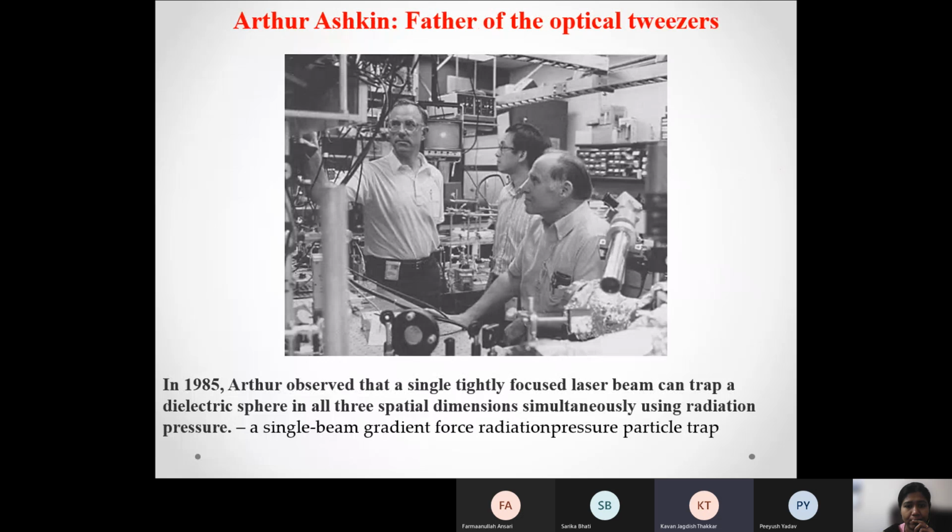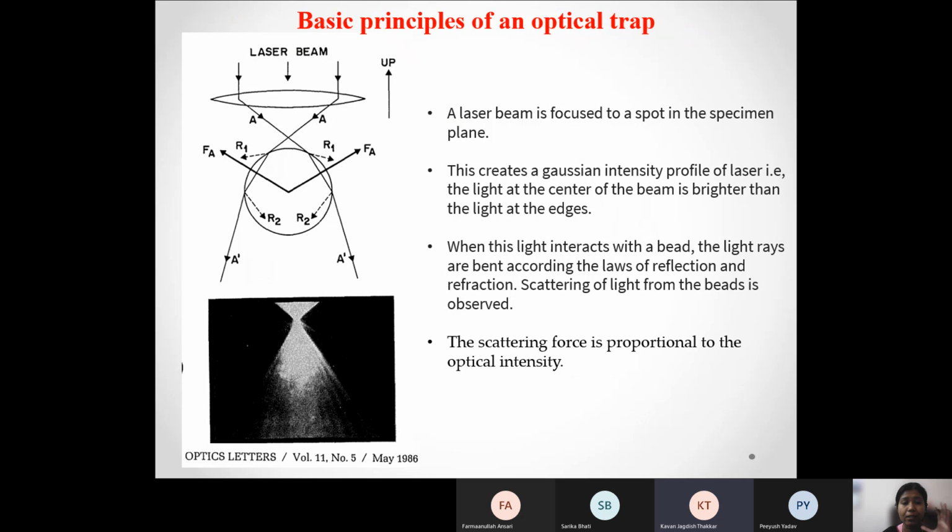Okay, so this is, in a nutshell, what Arthur Ashkin's whole idea of a gradient force radiation pressure particle trap is. Obviously, it has a lot of physics, and I'm not delving into it. Part of the reason is that I'm not a physicist, so I don't really understand all the nitty-gritties of it. But I'm just trying to give you in a nutshell what the physics aspect of it is. It's all about how the light is going to interact with the matter.